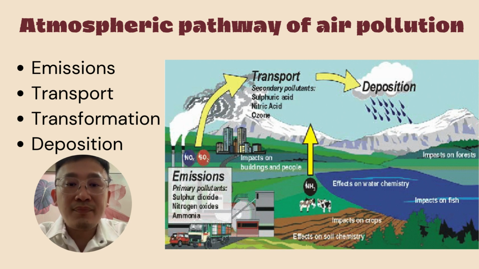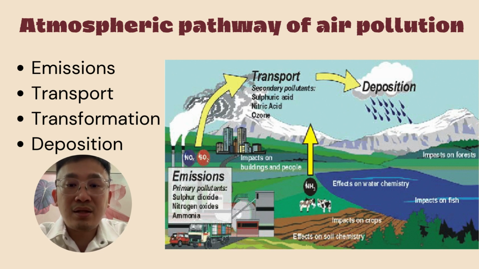On the other hand, secondary pollutants are formed in the atmosphere through reactions between primary pollutants. For instance, the reaction between nitrogen oxide and volatile organic compounds in the presence of sunlight leads to the formation of ozone. Once pollutants are emitted into the atmosphere, they are transported by wind currents.